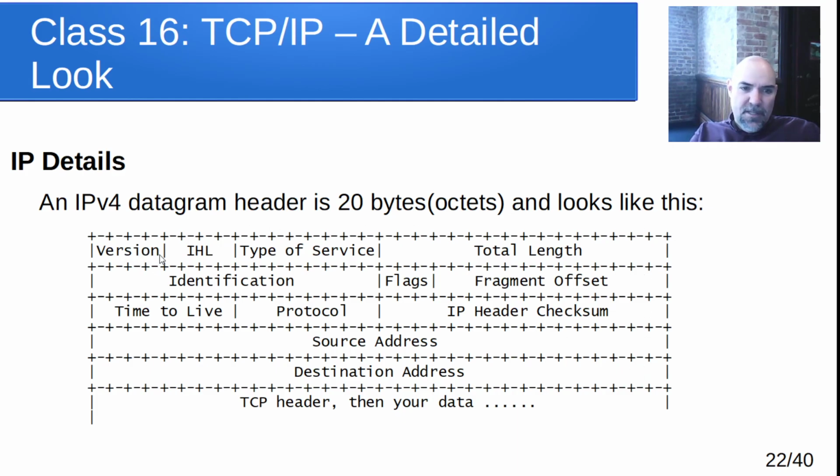We have the version of IP that's used, the IHL, we'll talk about these in a second, the type of service, the total length, identification, flags, a fragment offset, time to live, which we'll talk about, protocol, the IP header checksum, and then we have addresses. The source address, who it's coming from, the destination address, who it's going to, and then inside of that would be the TCP header, and then following that would be the data. So let's dig into some of these.